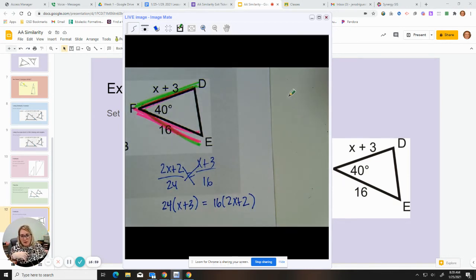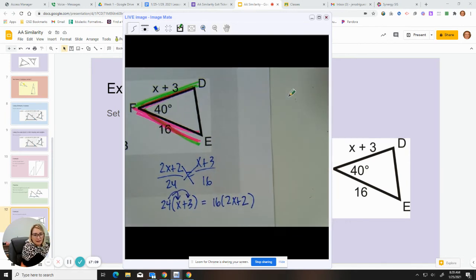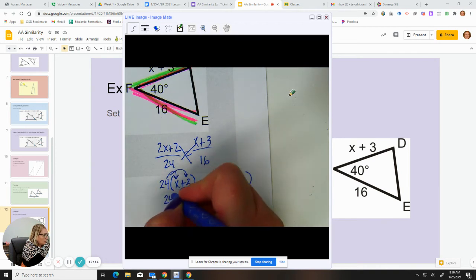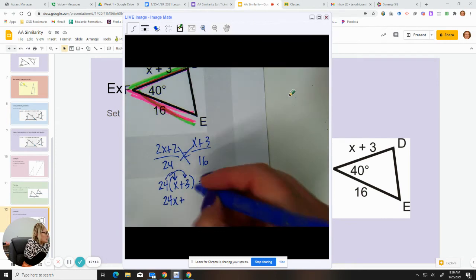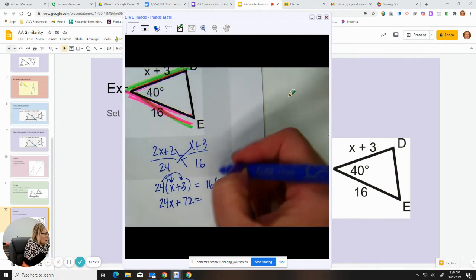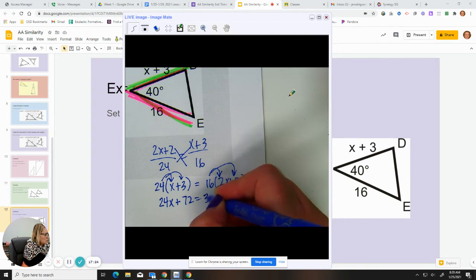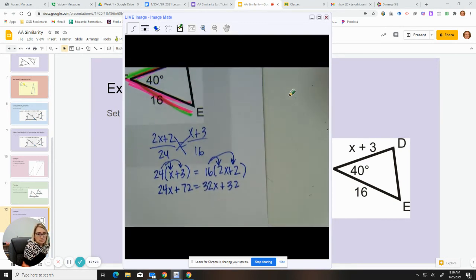If you do not remember how to distribute, I'm going to show you how to do it, but that is the key to solving these type of problems: distribution. So that means I have to take 24 and multiply it through this entire thing. 24 times x is 24x. 24 times 3 is 72. I have to do the same thing on this side. 16 times 2x is 32x. And 16 times 2 is 32.